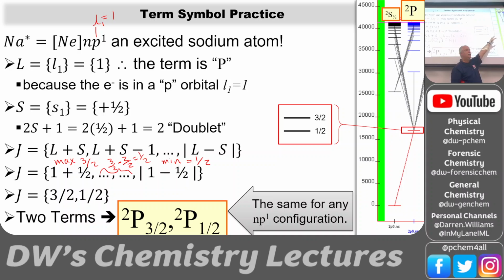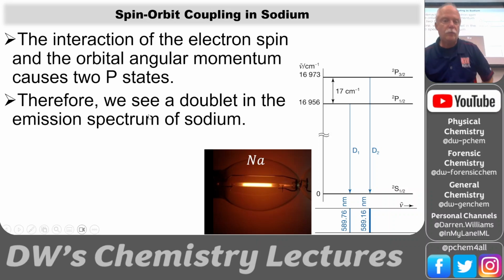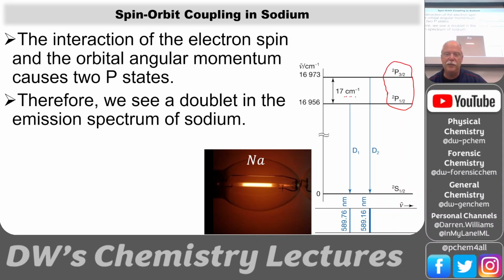Look where that level is. 17,000 wave numbers. That's the energy of that level. What do you think the splitting is? The splitting is about 17 wave numbers. So it's hyperfine splitting. It's a split between the J values of only 17 wave numbers on top of 17,000 wave numbers energy for that level. Okay, but we can see that in the spectrum. And so you can see the difference between the doublet P 1/2 and doublet P 3/2 energy levels is 17 wave numbers, and it's way up at close to 17,000 wave numbers.